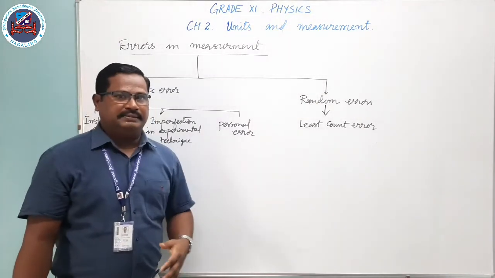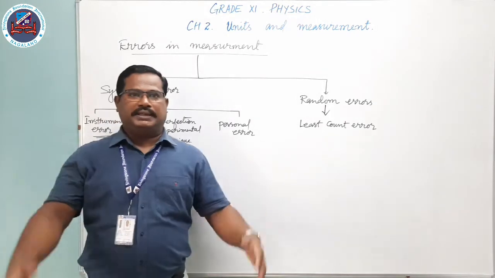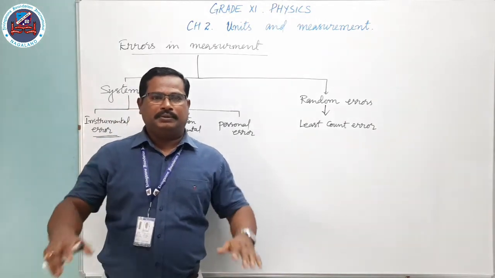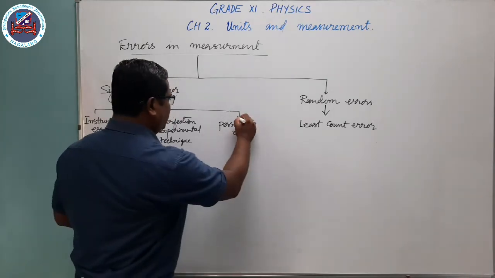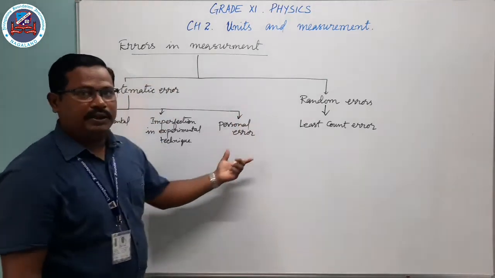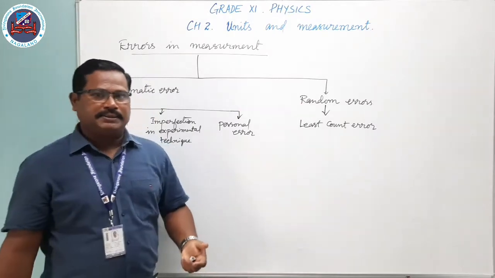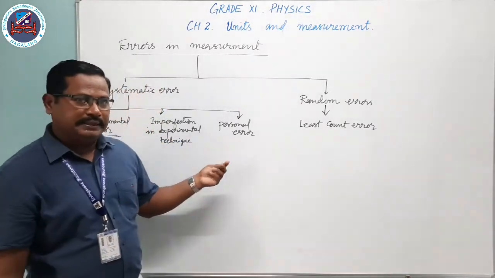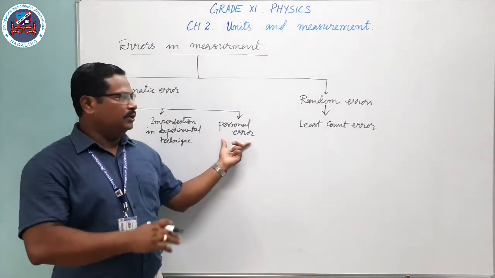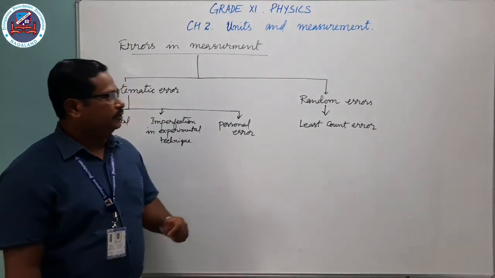The apparatus is given to you, and you don't know how to set it up properly, then error may occur, and that error we call personal error. Or while doing the experiment with friends, somebody might have pushed you or pulled you, then also error may occur. That error will come under personal error.